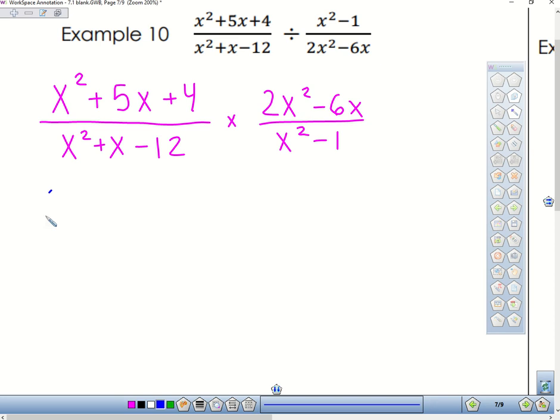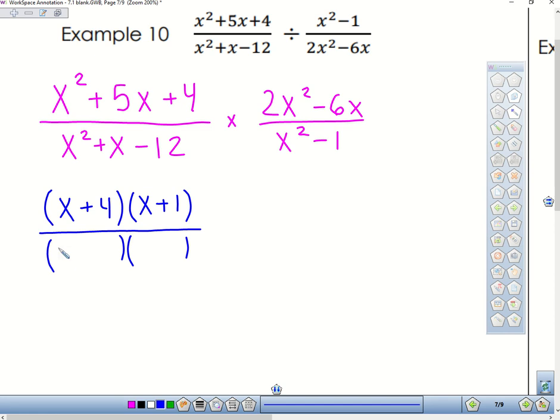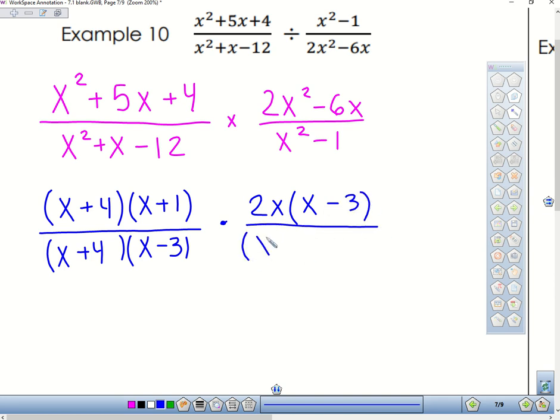So that's going to become x plus 4 times x plus 1 all over x plus 4 times x minus 3, times 2x times x minus 3 over x plus 1 times x minus 1. So I just factored everything.